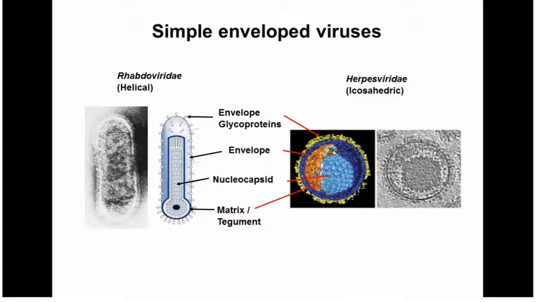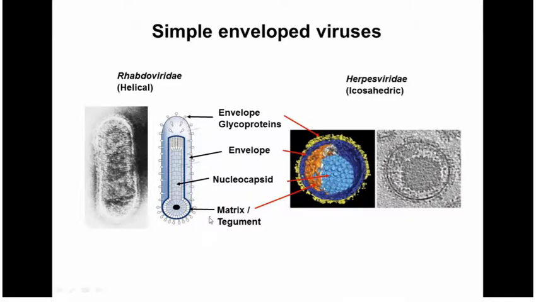So all enveloped viruses must have an envelope glycoprotein, and its function is going to be interacting with the receptor on the host cell. So all enveloped viruses have got something like this.